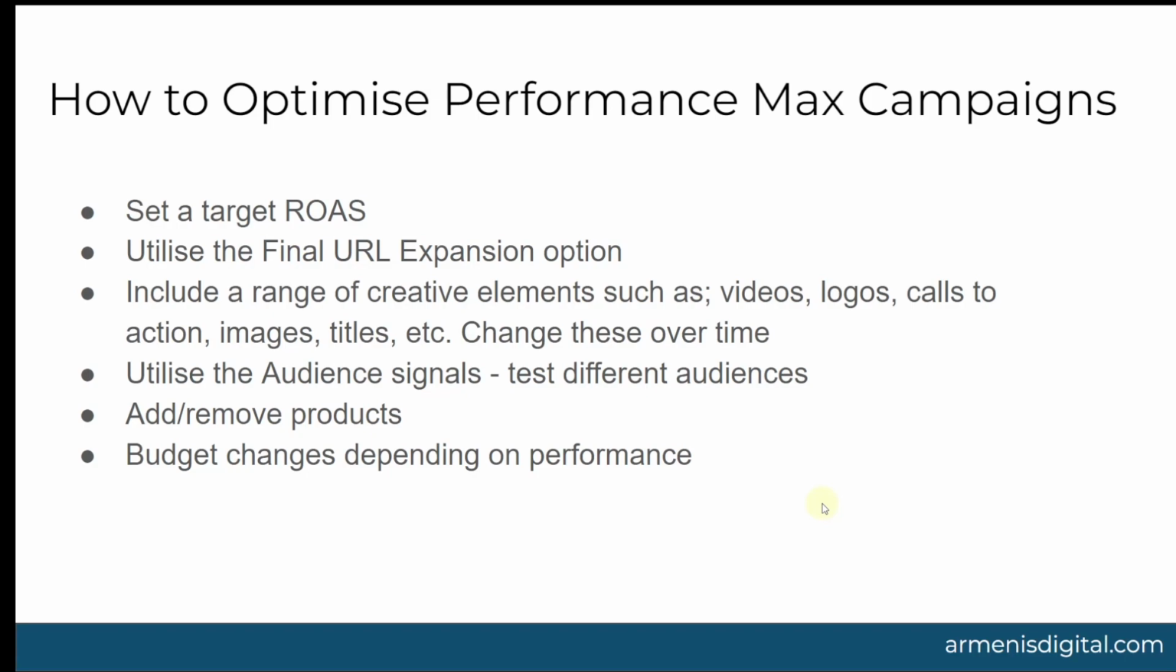Like if you find that something's not doing too well, there is some basic reporting. Change these, test new ones. You can use different audience signals, test different audiences, add or remove products, and make budget changes based on performance. So if performance is going very poorly, lower the budget a bit. If it's doing very well, increase the budget a bit, 10, 20%, somewhere there, every few days, not too often, even less with these campaigns actually.